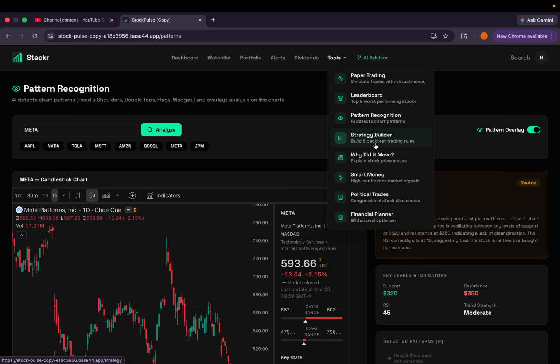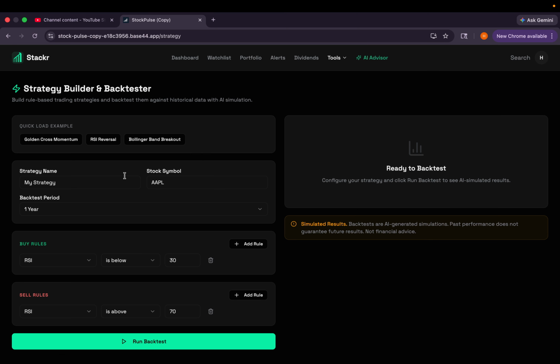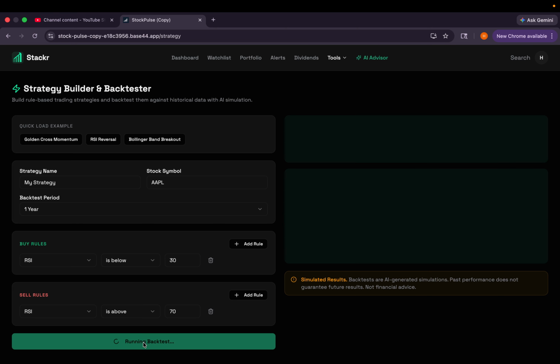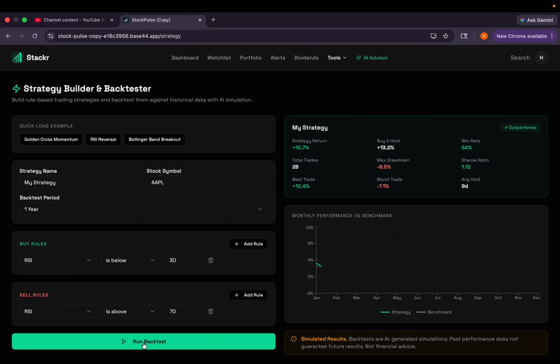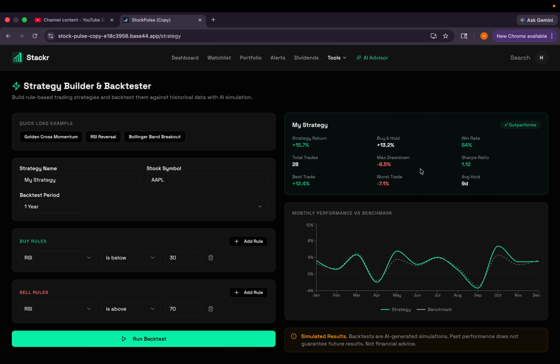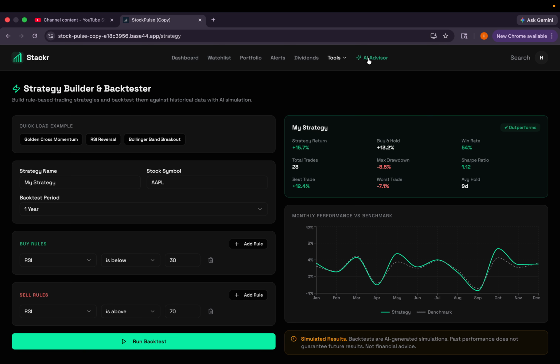And then we can do a strategy builder, where we can set buy rules and sell rules. I'm just gonna do this. We can run the backtest, and we can see here the strategy and the benchmark. We can see the worst trade will be negative 7.1%, and we can see that it outperforms. We can see the win rate is 54%, and total trades is 28.